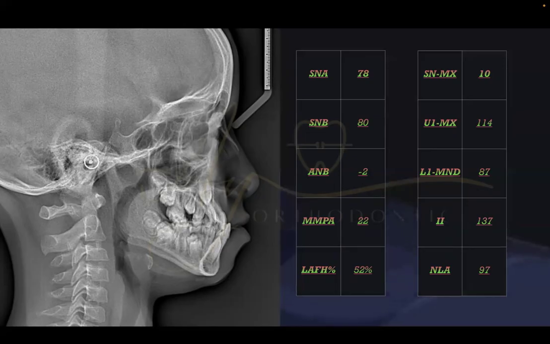Where should the hook be located in the face mask? At the center of resistance region between the premolar, the force should be directly passing through the center of resistance of the maxilla.